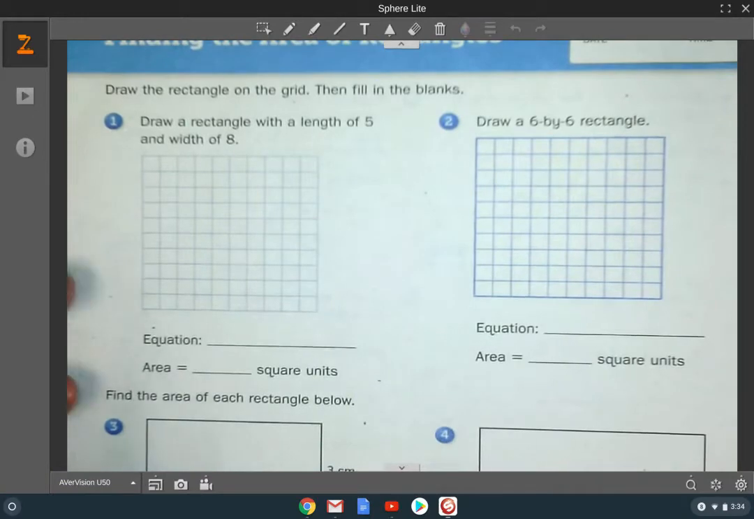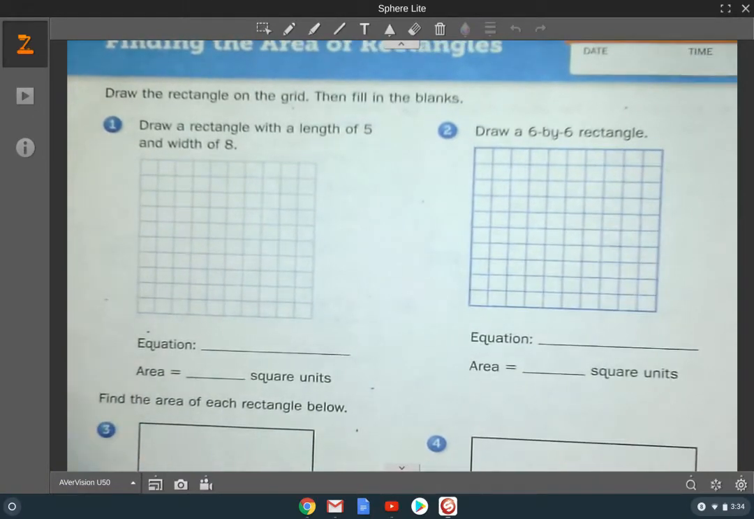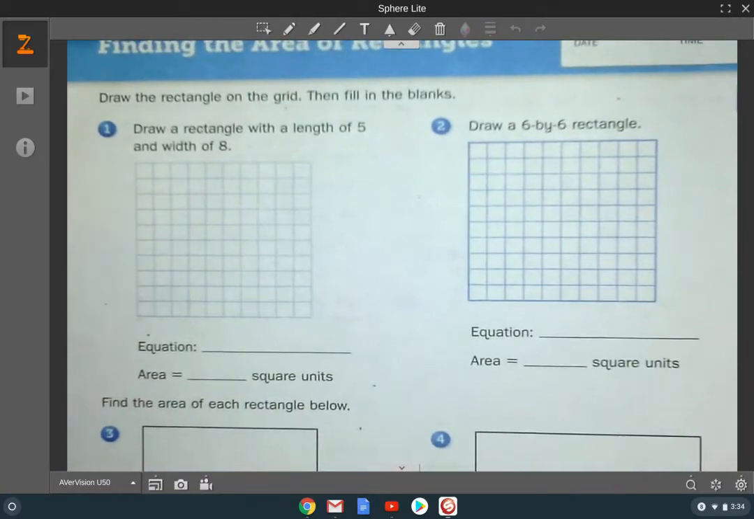Using our knowledge, I want you to open the assignment in your account, and it is called Finding the Area of Rectangles. So you are looking for the assignment, Finding the Area of Rectangles, attached to this video. We're going to work this together, and you'll work one on your own.